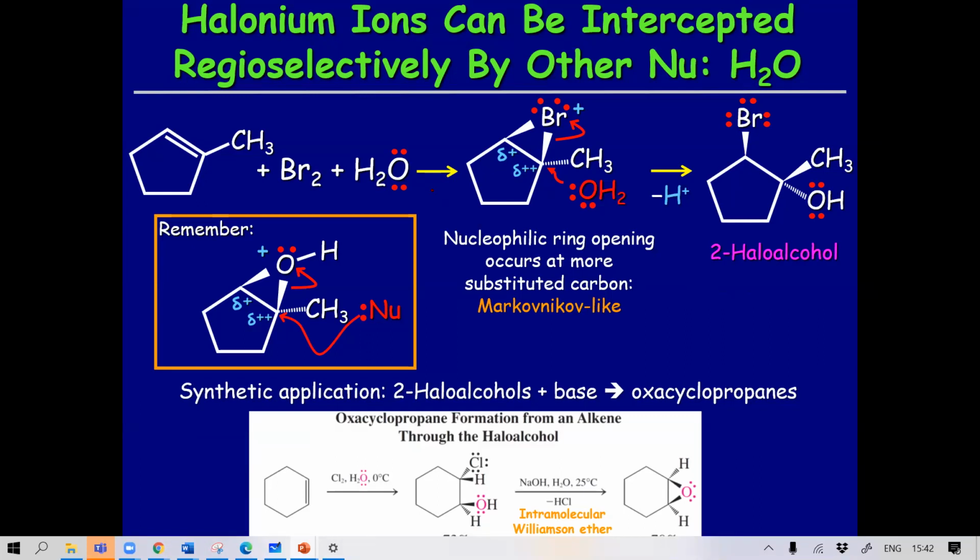Nucleophilic ring opening occurs at the more substituted carbon, Markovnikov-like. In fact, this is because of Markovnikov's rule. Even though we have the bridge, the charges might not be completely equal. So you'll always obey Markovnikov's rule in this reaction. But you know that the mechanism is slightly different. Instead of a full positive charge on the carbon, the positive charge is also going to be on the bromine.